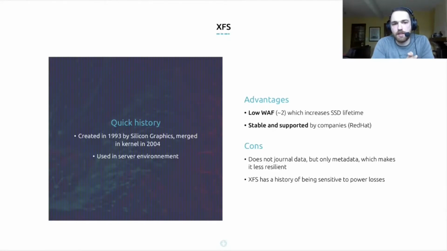The main problem with that file system is that it does not journal data, but only metadata by default, which makes it less resilient, which means we can keep the metadata, but not the actual data. Also, it has a history of being sensitive to power losses, which is bad in our use case because this is typically the failure mode of our application.